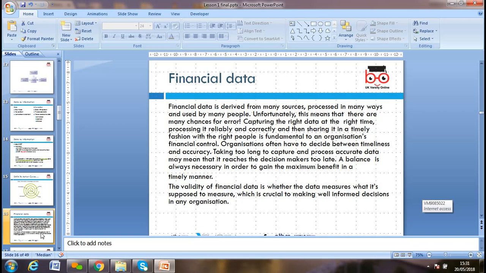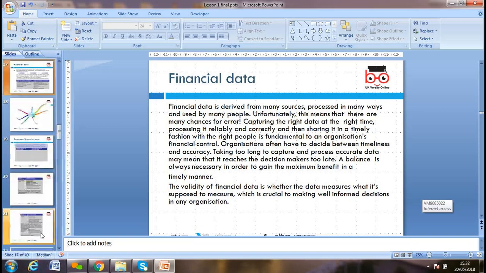The validity of the financial data is whether the data measures what it is supposed to measure, and it is crucial to making well-informed decisions. So financial management needs financial data to make their decisions, and the data needs to be reliable. It needs to be valid. Data must be relevant to our decisions.